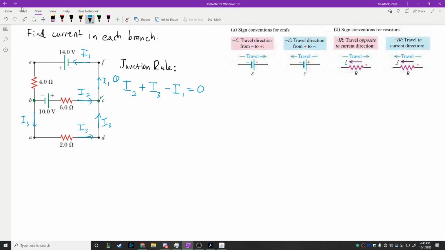If I were to rewrite the junction rule for this point right here, and I encourage you to do so right now, you'll find that you get exactly the same equation. So by using the junction rule twice, we're not going to learn anything. We got to use the loop rule. There are 3 total loops that I can choose from here. I do not need all of them.